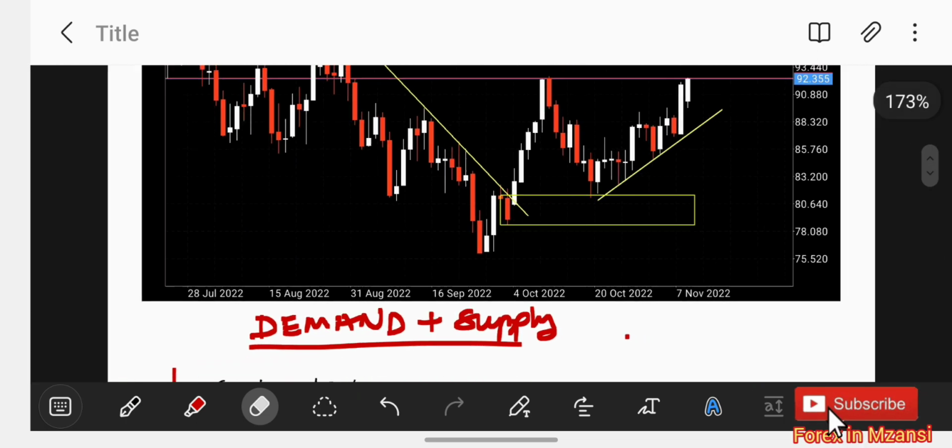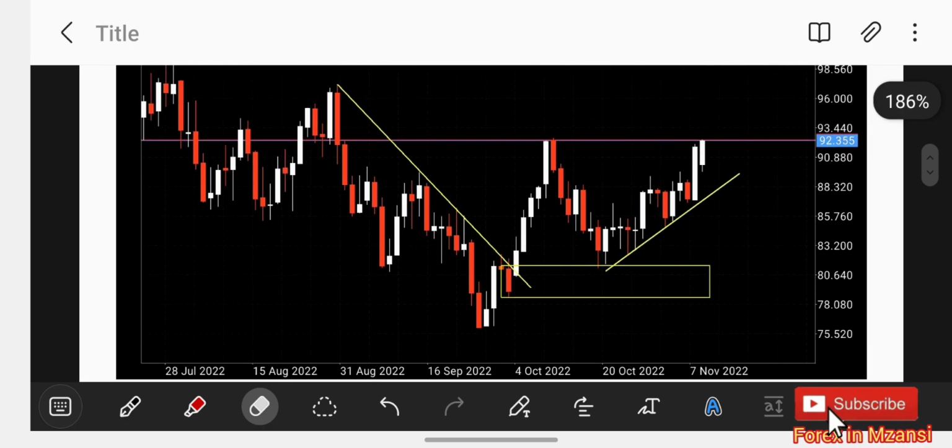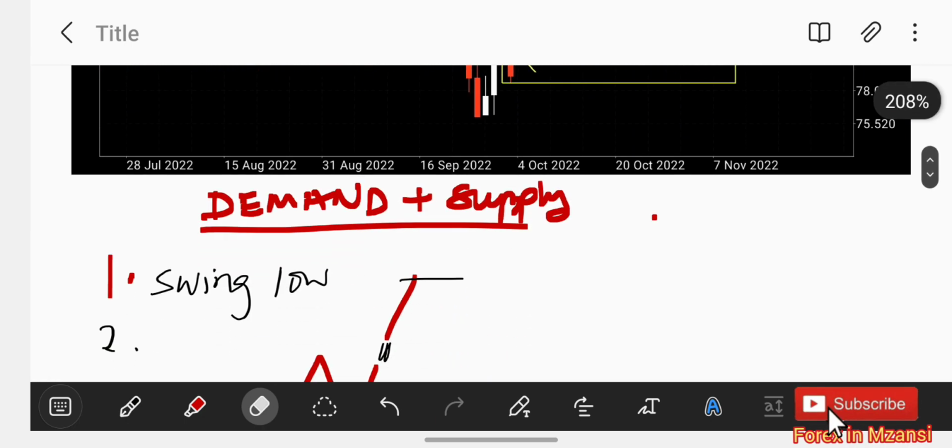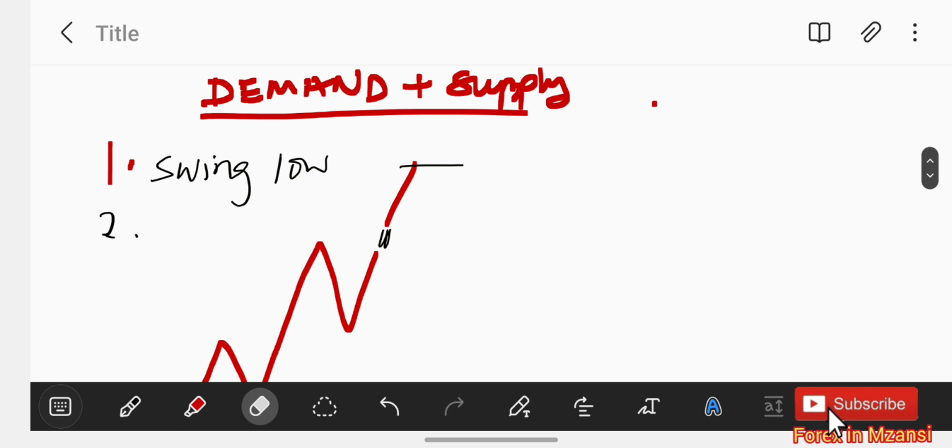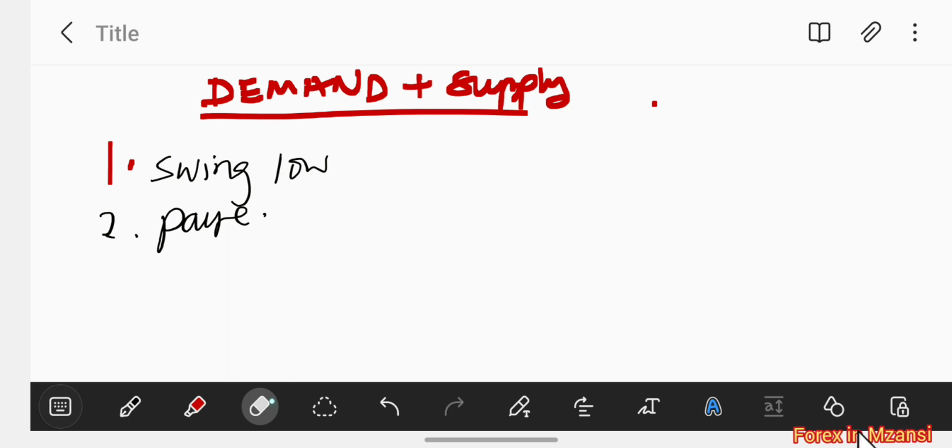Now let's talk about the resistance, or the supply. Here we were talking about the demand, saying that we can find it at a swing low and also at a pause, and I just showed you how to identify those on your chart. Now let's talk about the supply.